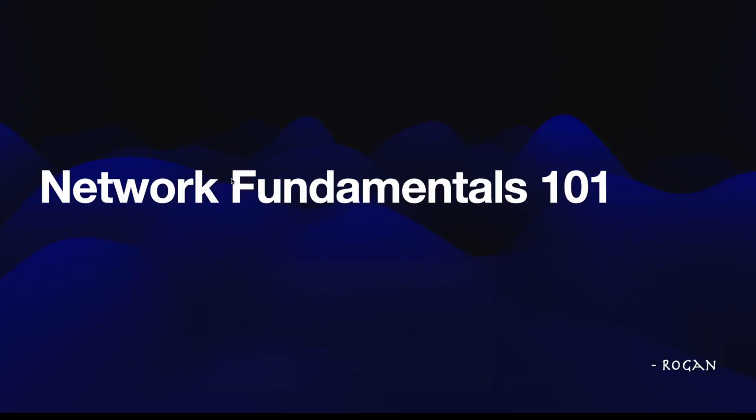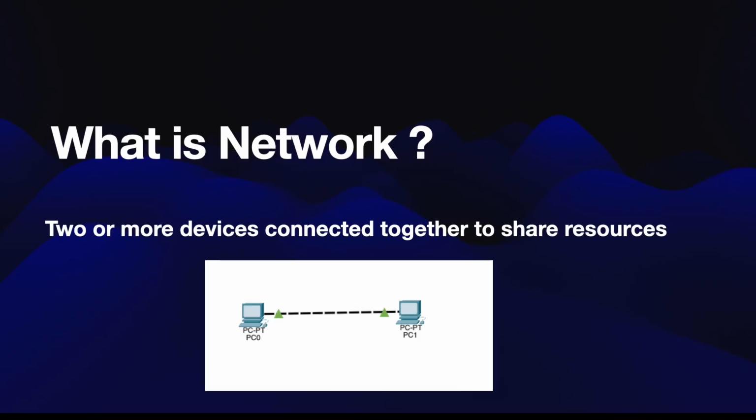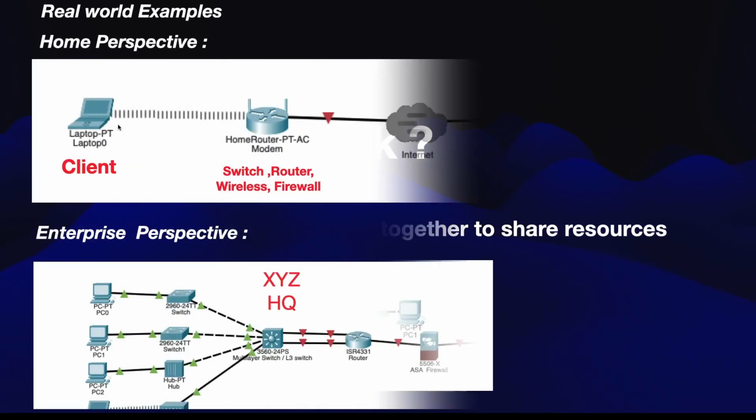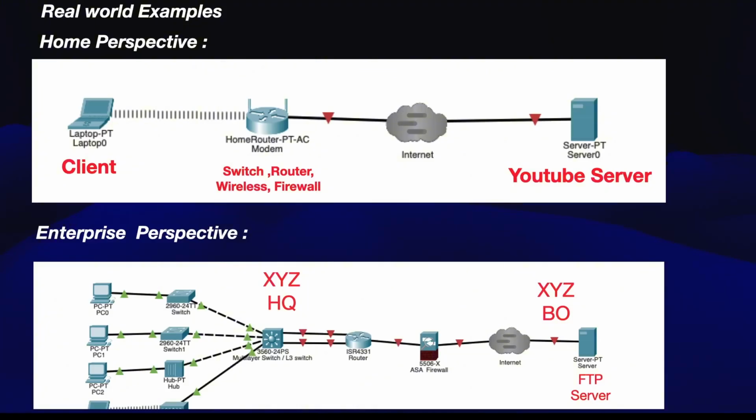To the topic, what is a network? Two or more network devices connected together to share resources. As simple as it looks, let me give you two types of real world examples. Whether you're watching this video from YouTube or an employee trying to access a file from the branch office. So, from the home perspective, you are the client who is connected to the home router, which consists of a switch, router, wireless device, and a firewall to access the video present on the YouTube server.